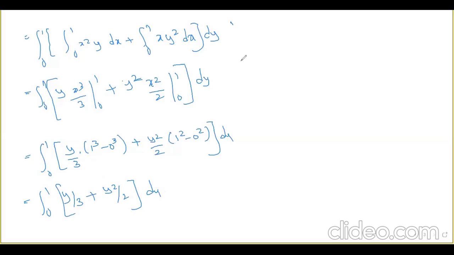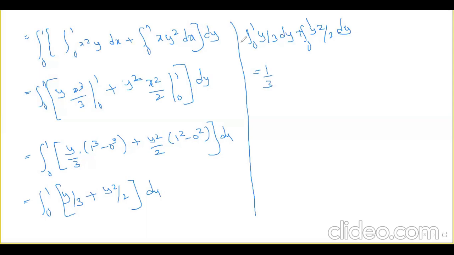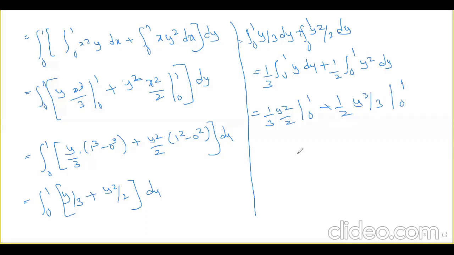Now integrate again. So integration 0 to 1 y by 3 dy plus integration 0 to 1 y square by 2 dy. So 1 by 3 I will take outside because it is constant. Integration 0 to 1 y dy plus 1 by 2 integration 0 to 1 y square dy. Same 1 by 3, this will be y square by 2, 0 to 1. 1 by 2 y cube by 3, 0 to 1.